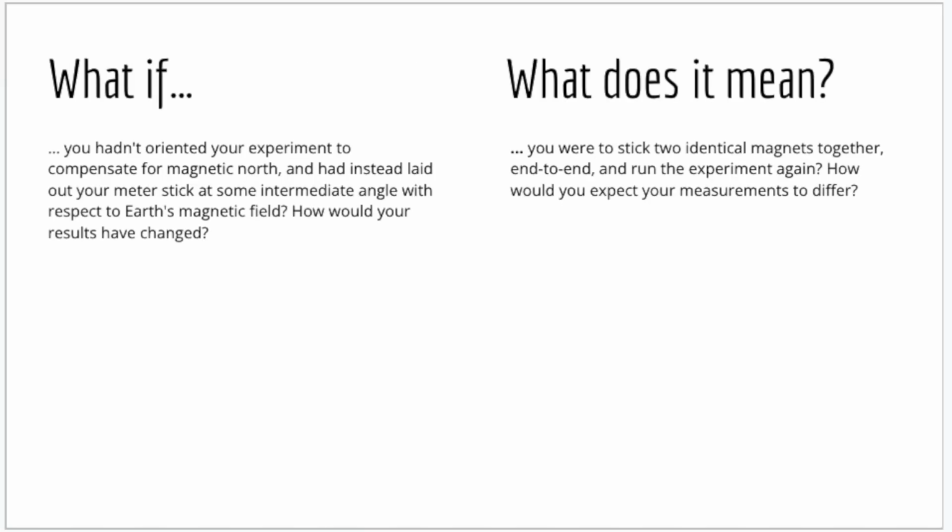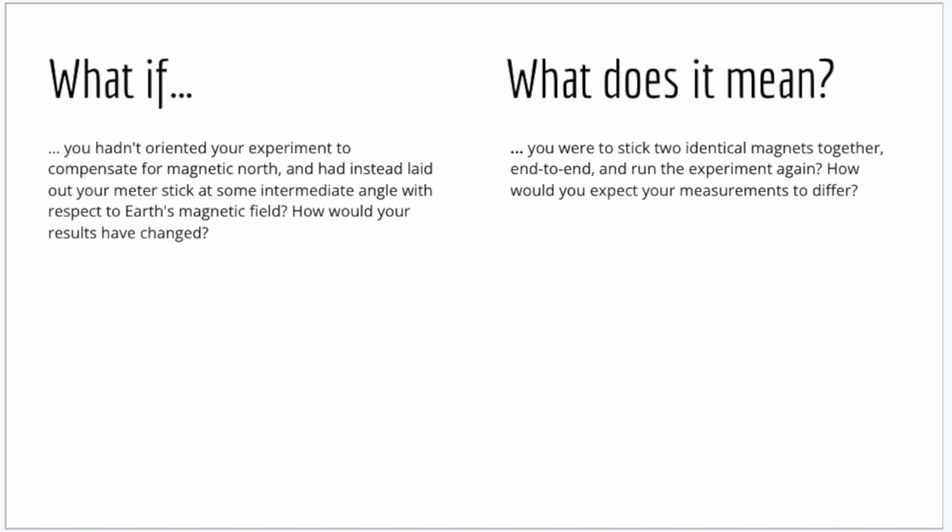If we hadn't oriented our experiment to compensate for magnetic north, the X components would be different because magnetic north would contribute to the magnetic field measurements, and the Y components would also be different because we're not accounting for the Earth.